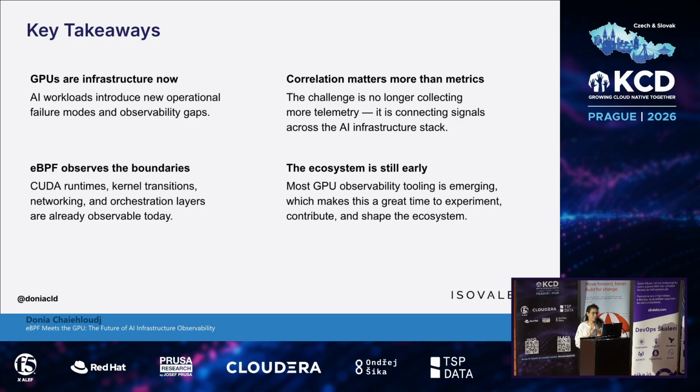eBPF observes the boundaries. So we saw the CUDA runtimes, the kernel transition, and all the things that eBPF is able to hook on. And correlation matters more than metrics. I think that's the theme today: how do you make these metrics make sense to people? And again, the ecosystem is very early, but I feel it's very interesting to see what's happening. Very exciting. I can't wait to see more and more contributions to it.